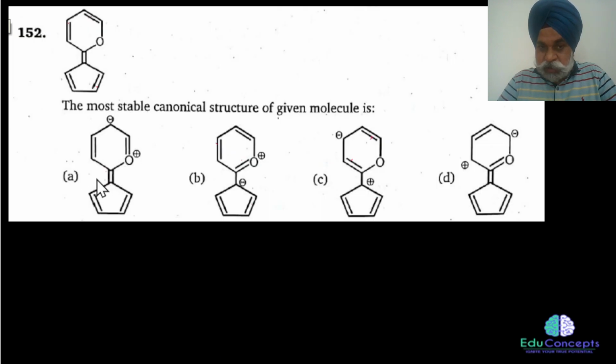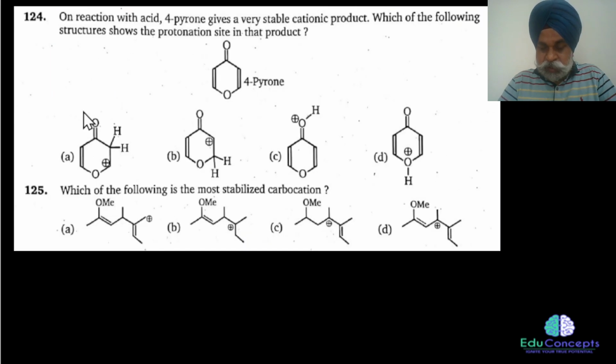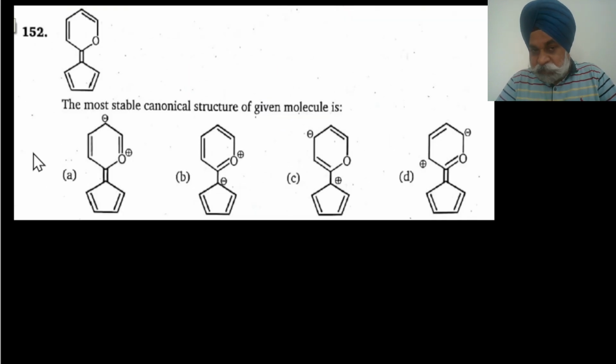So here, the stability of resonating structures of this particular structure is being given, for which all the resonating structures are given, and you have to tell the stability. Second is the entity on which H positive is going to attack, and you have to see which site is the best one. And last is the stability of the carbocation. So let us discuss these questions one by one.